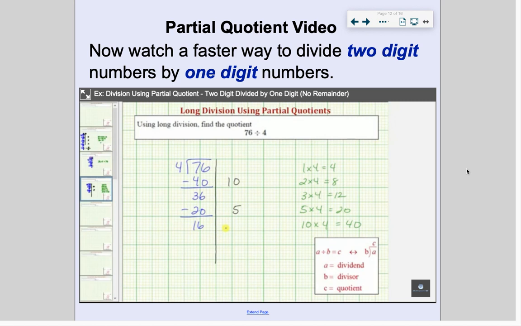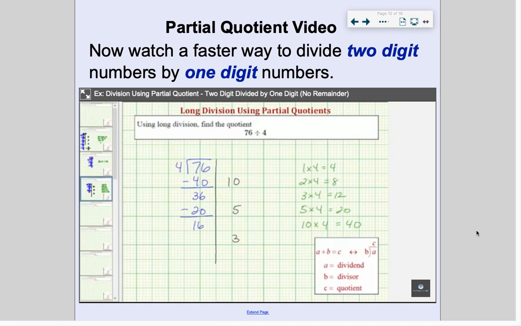We want to determine a certain number of 4's that we know are in 16. And again, let's just say we didn't remember that 4 times 4 is equal to 16, but we did remember that 3 times 4 is equal to 12. Because 12 is less than 16, we know there's at least 3 4's in 16. Let's use 3 as our next partial quotient. So place a 3 on the right.